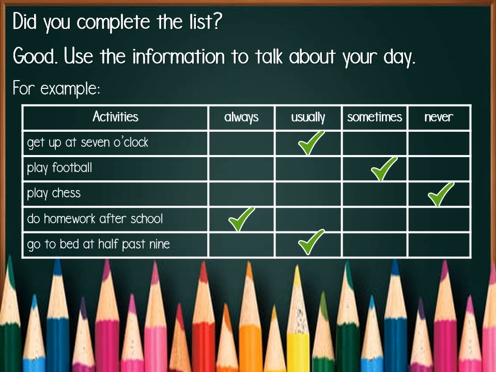Let's take this for example. Alright, as you can see, for each activity, I only tick one box. Alright, and then you talk about your day in 4 sentences. I want 1 for always, 1 for usually, 1 for sometimes, and 1 for never.